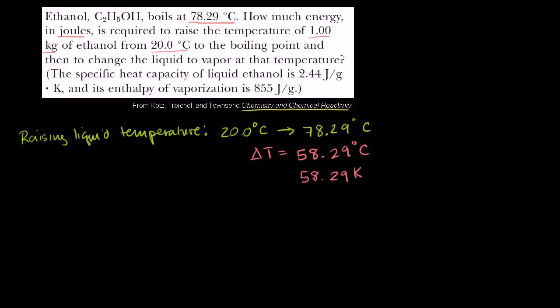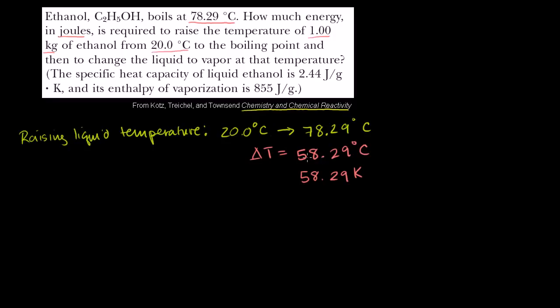Or this could even be 58.29 Kelvin. And the reason why we can do that is because differences on the Celsius scale and the Kelvin scale are the same thing. The Kelvin scale is just a shifted version of the Celsius scale. If you added 273 to each of these numbers, you would have the Kelvin temperature. But then if you take the difference, it's going to be the exact same difference. Either way you do it, 78.29 minus 20. So that's how much we have to raise the temperature.